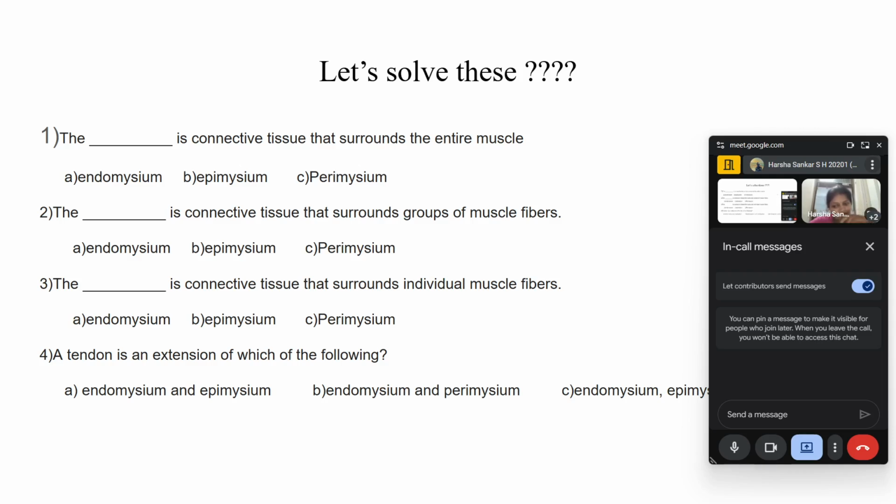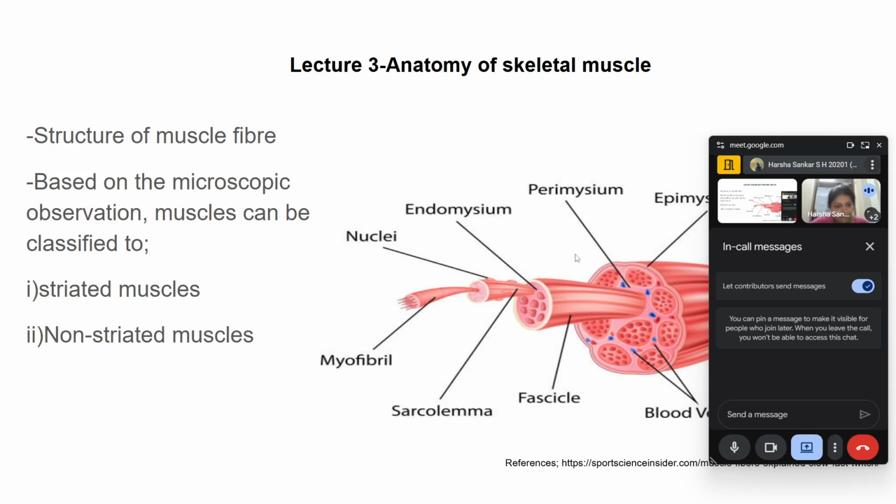Good. So, entire muscle is covered by peri, and group of muscle fiber is covered by epi, and a connective tissue that surrounds individual muscle fiber is endo. Sorry, I said it oppositely. Entire muscle is surrounded by epimysium. A group of muscle fiber is surrounded by perimysium, and individual muscle fiber is surrounded by endomysium. Endo, peri, epi.